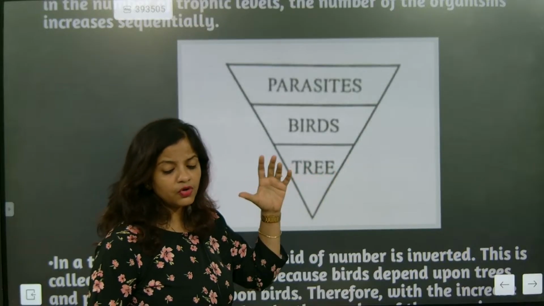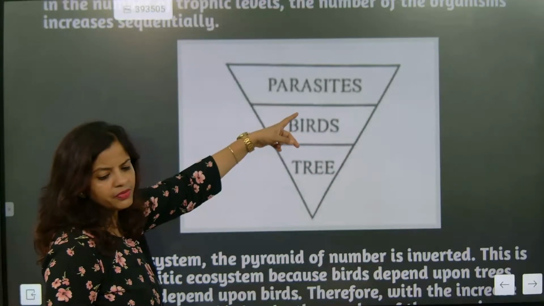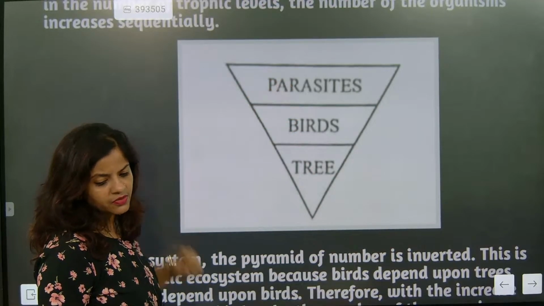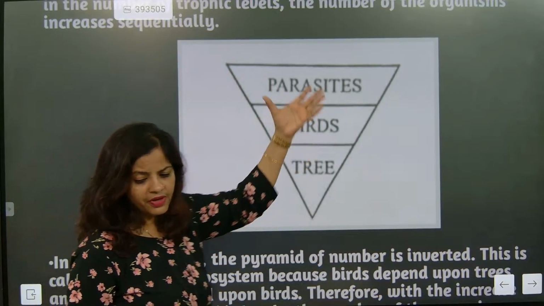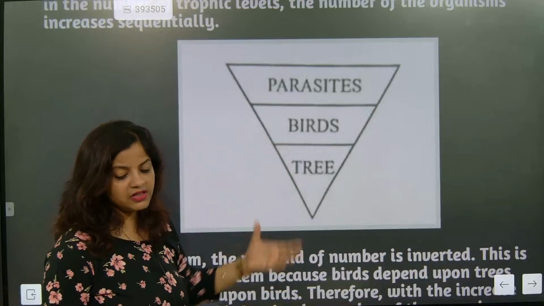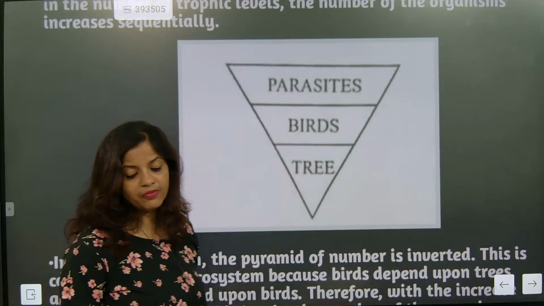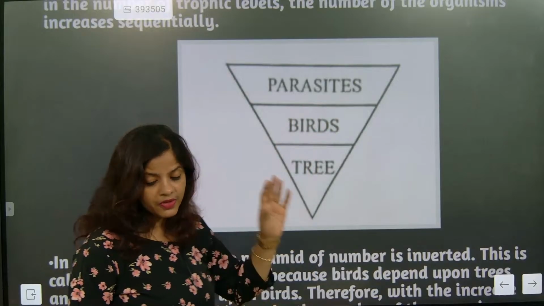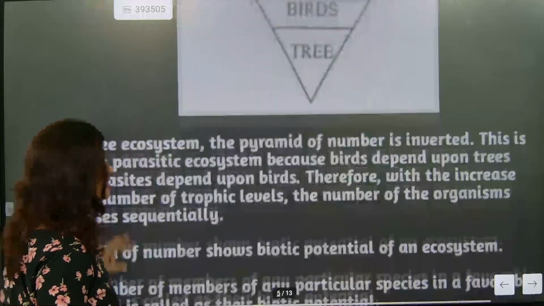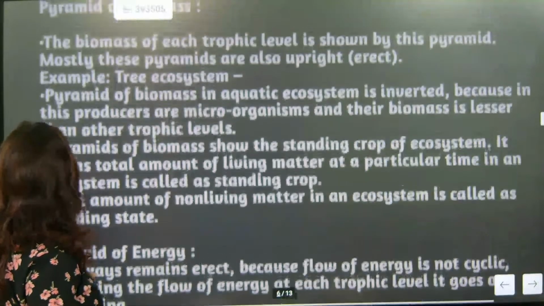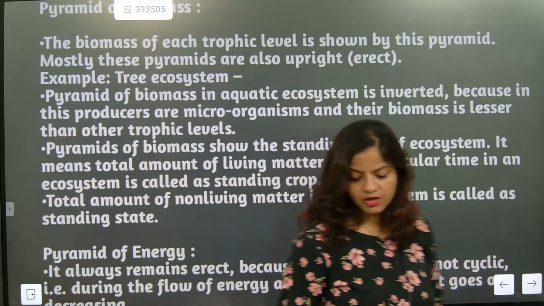Inverted means trees are in less number, birds are more in number, and then parasites come. Understood or not? When the number increases from one subsequent level to the next, it is called an inverted pyramid. So here the number of trees will be less, birds will be more than trees, and parasites even more than birds. That's why the pyramid is exactly opposite, inverted. In the same way, we have understood that the pyramid of biomass is also inverted.